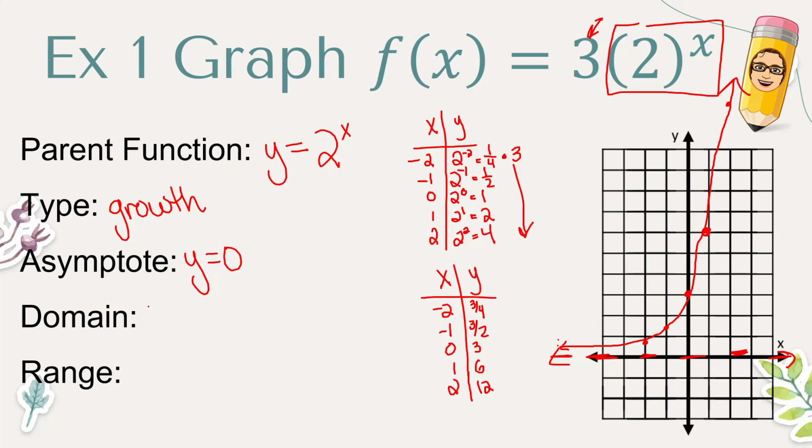And then domain and range, well, I can go forever to the left and forever to the right. So I got -infinity to infinity. But my range, since I have that asymptote at y equals 0, I have to say I can go to 0 but not include it, so a parenthesis there, to infinity because I go forever up.